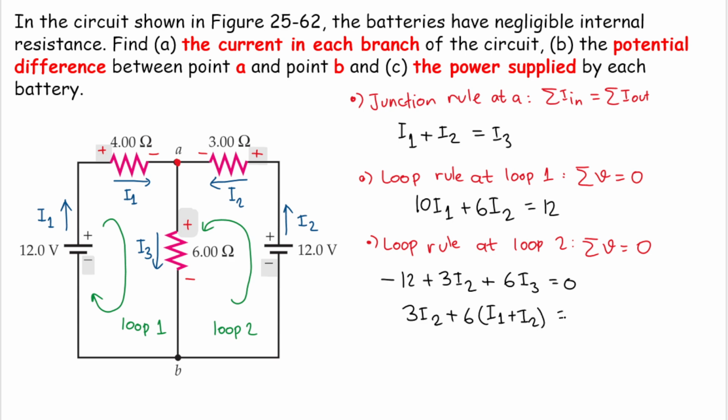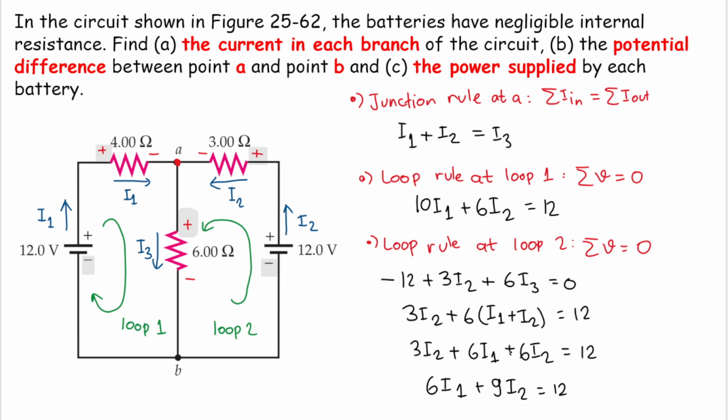Okay, and let's move this minus 12 to the right hand side. So I will have 12 here. Good. So now we will have 3i2 plus 6i1, and then plus 6i2. All of that will equal 12. And then we will have 6i1, and then plus 9i2. And all of that will equal 12.